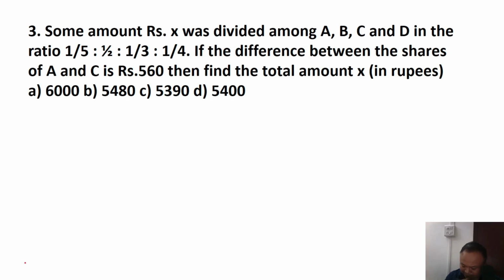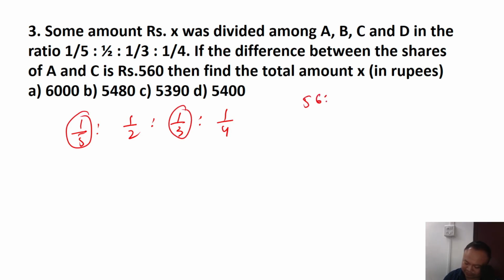Some amount of x was divided among A, B, C, D in the ratio 1 by 5, 1 by 2, 1 by 3 and 1 by 4. If the difference between the share of A and C is 560, find the total amount of x.